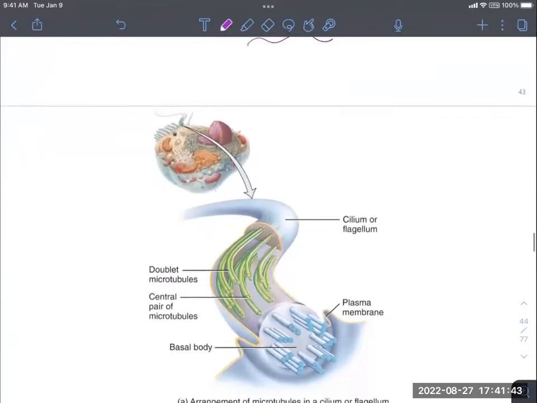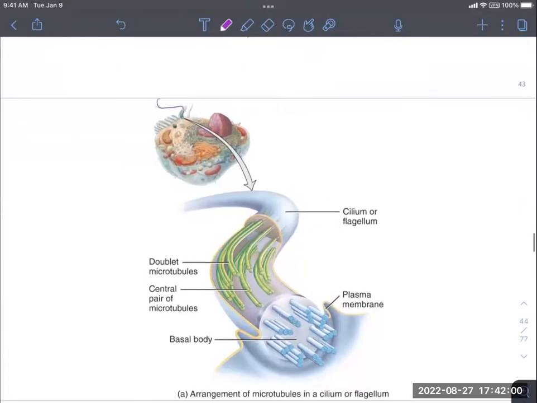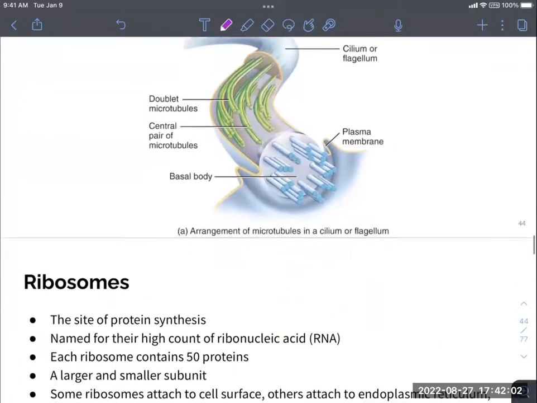So here is what that flagellum looks like. You can see it in the picture up here. It's made of doublet microtubules, and they come together and beat side to side and help move, say, that sperm where it needs to go.